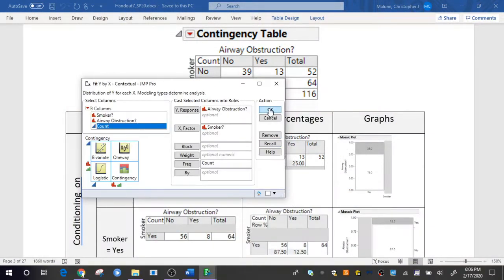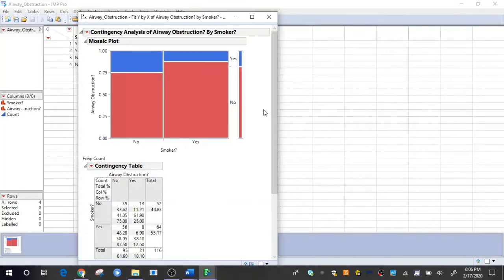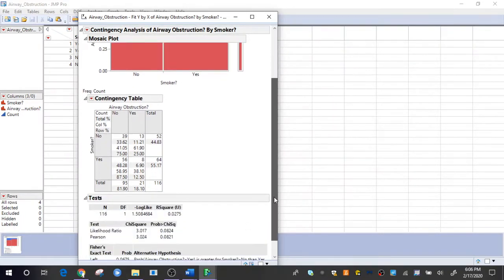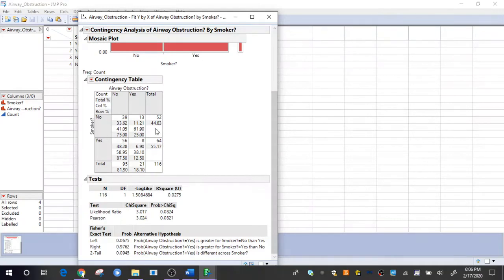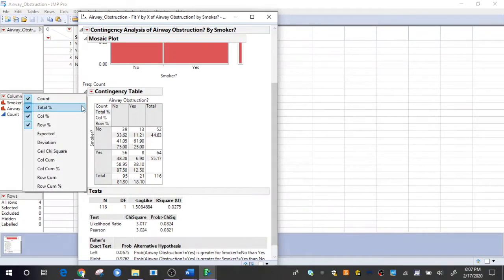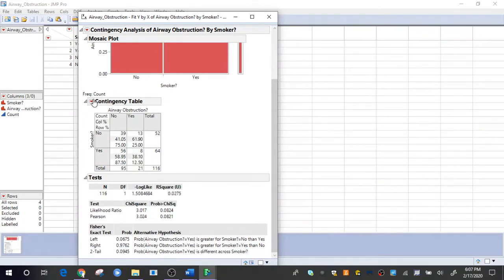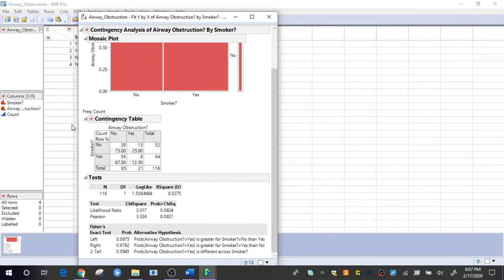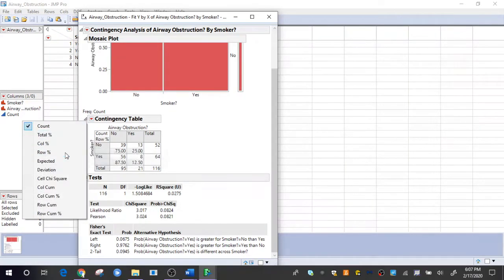So now I'm back over here in JMP. As I said, you can get the Mosaic plot, or just the segmented bar graph, I guess is what that would be. I get the contingency table here, and I also get the testing output. Now the contingency table provides not only the counts, but lots of other information. So let me just for the moment take that other information out. So total percent is going to go away, column percent is going to go away, and row percent is going to go away.